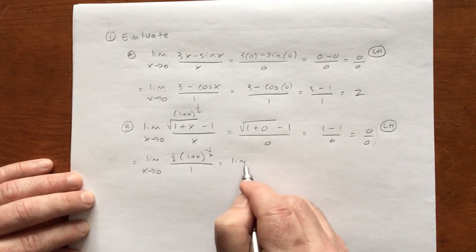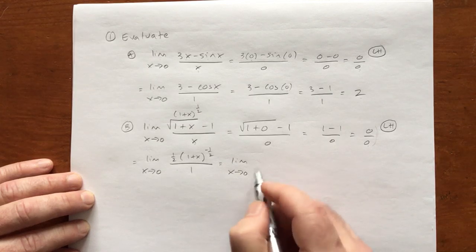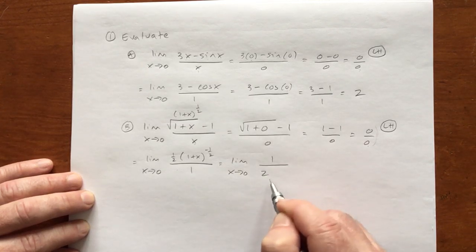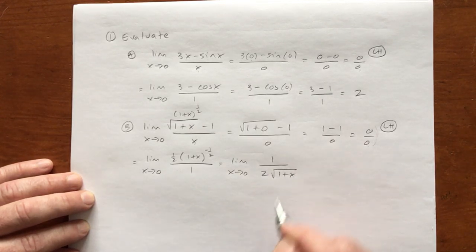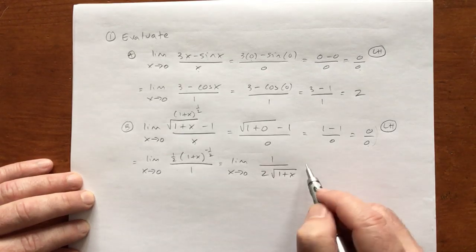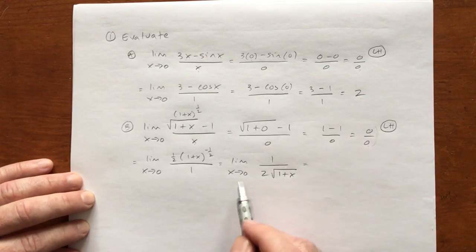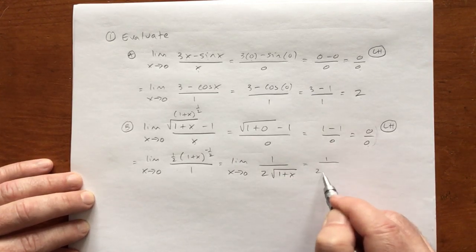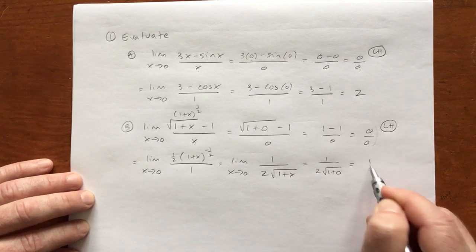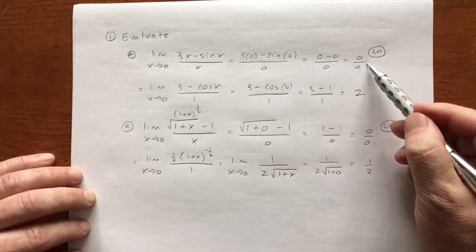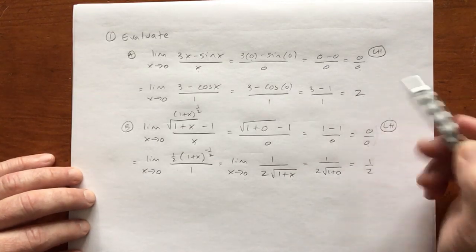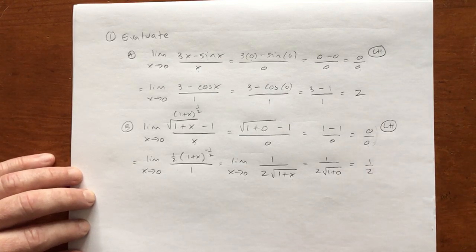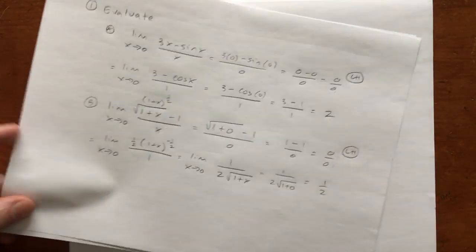And so this is equivalent to the limit as x goes to 0 of 1 over 2 square root of 1 plus x. And now once again, after I apply L'Hopital's, I'll see if I can just substitute the 0 and then evaluate the limit. And I get 1/2. So now, here we had 0 over 0 approaching 2. Here we have it approaching its reciprocal. Now let's just do one more today. Make this 1c.